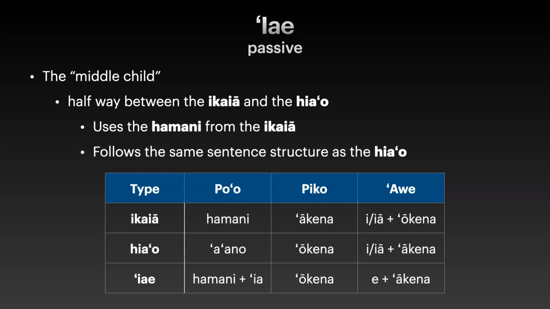Now if you look at the ʻIae, it has the same hamani, you just add ia, but the ʻōkena is in the piko and the ʻAkena is in the ave. The difference being that the ʻAkena gets marked by a. So let's look at some examples.